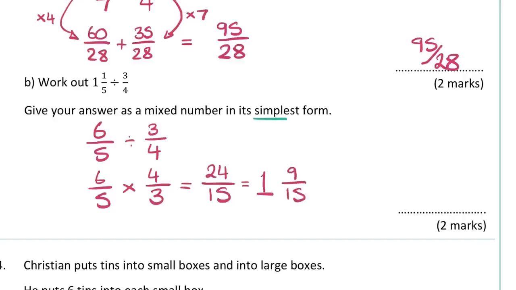Now it wants it in its simplest form, so I need to have a look at this fraction. The fraction does simplify. In this case it's 9 and 15. They both divide by 3. So I need to divide them both by 3. The 1 doesn't change, we're just changing that fraction that's accompanying it. So we have 1 and 9 turns into 3, 15 turns into 5. Now that's now written as a mixed number in its simplest form.